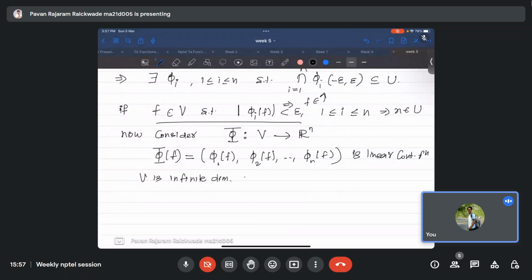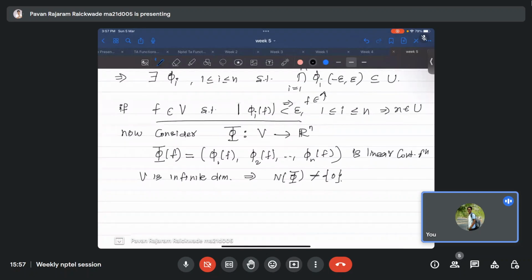That means the null space of phi has to be non-zero. You can think of this as the rank-nullity theorem because the range space is finite. The range is in R^n, so the null space has to be non-zero. Otherwise, V would become a finite dimensional space. Correct. So the null space has to be non-zero.